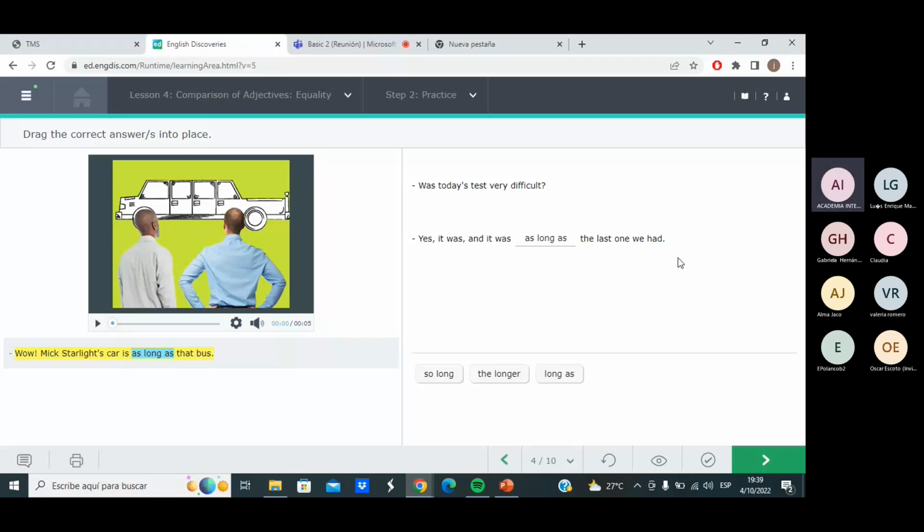Es como decir, le pregunta, ¿verdad? ¿El examen de hoy estuvo difícil? Sí, lo estuvo. Y este fue igual de largo como el último que tuvimos. Aquí sí ya usé la estructura completa, as long as, porque aquí tengo un complemento.